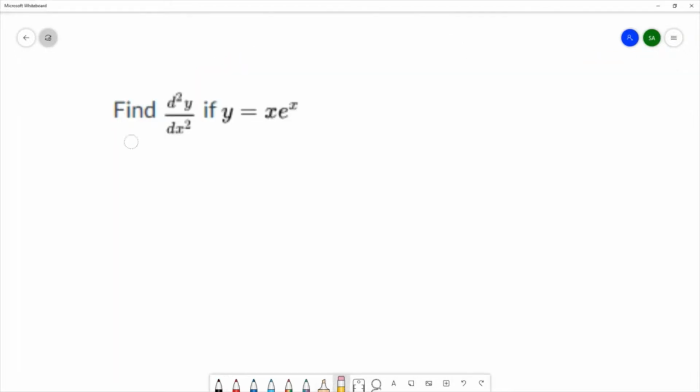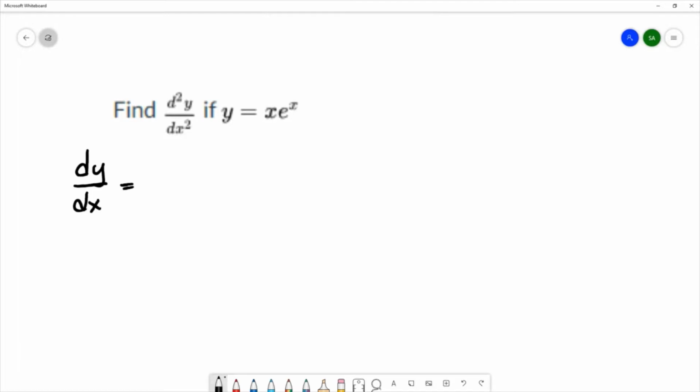On this question, it's asking us to calculate the second derivative. So looking at these symbols, we have d squared. That means to take the derivative twice. We're going to take the derivative of y, so that's this equation here, and both times we calculate the derivative, we're going to take the derivative with respect to x. So first we need to calculate dy dx, that's the first derivative.